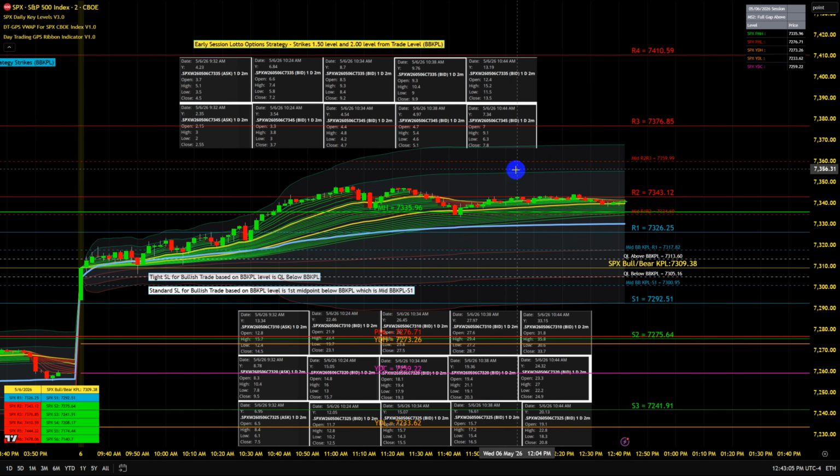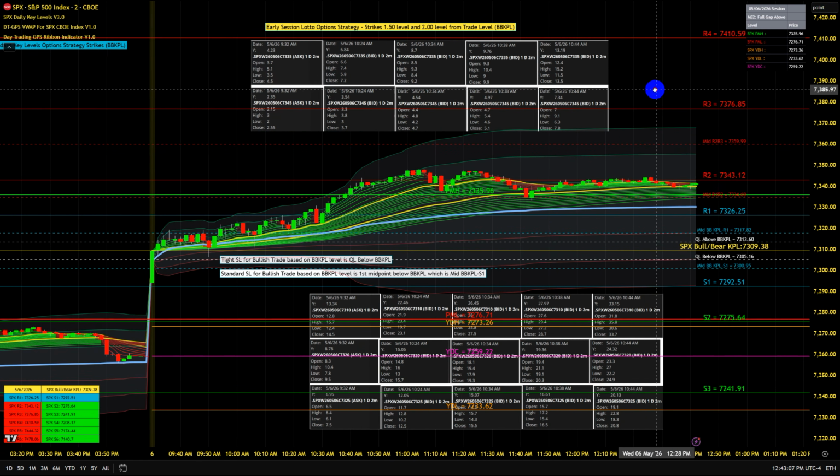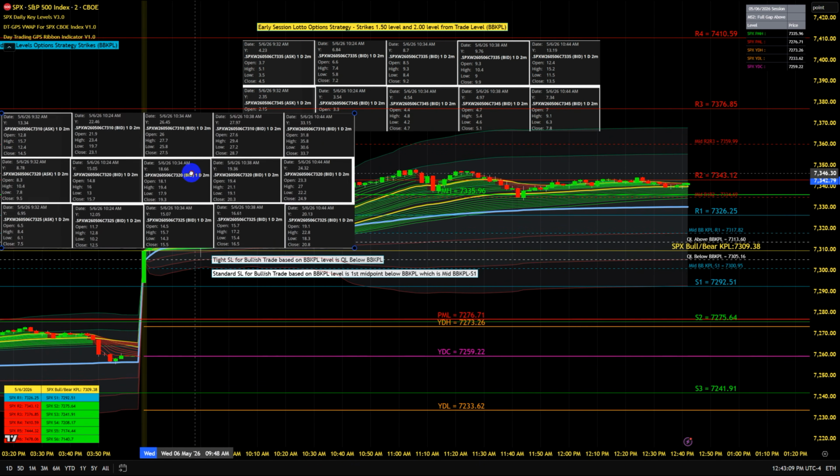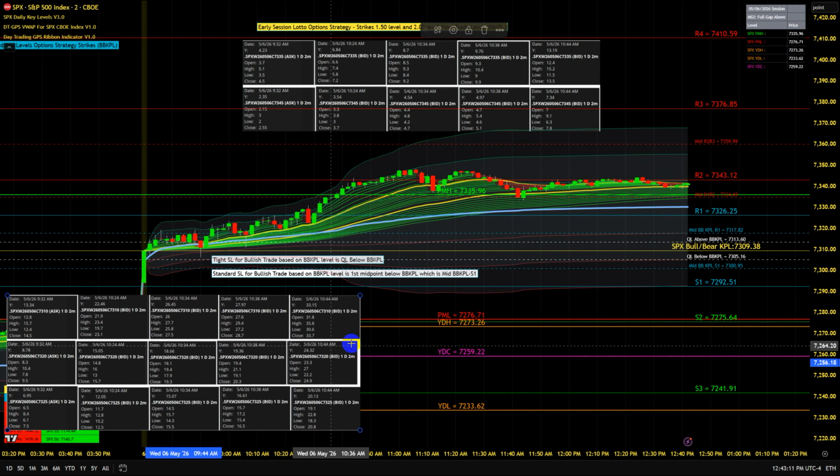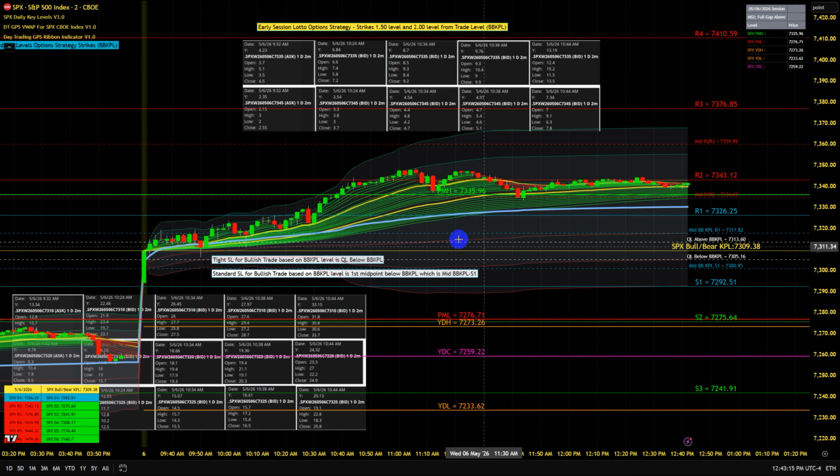So the early session lotto option strategy can be an alternative to using this, especially if you prefer lower priced options and you prefer to keep your risk lower. Obviously, the move is going to have to happen in the early part of the session. Now, it can happen later in the session.